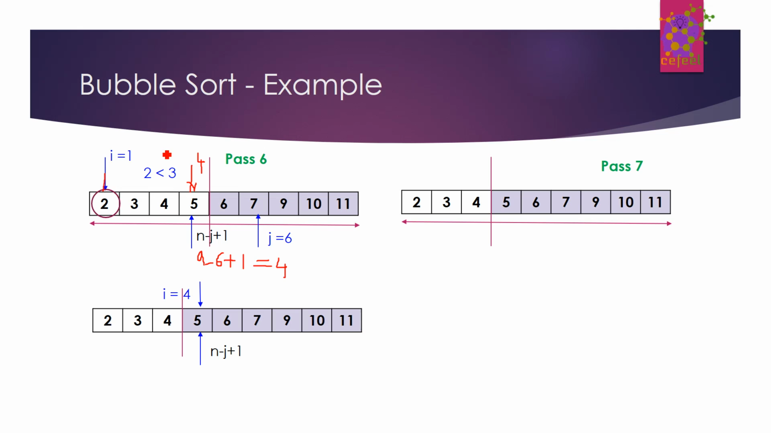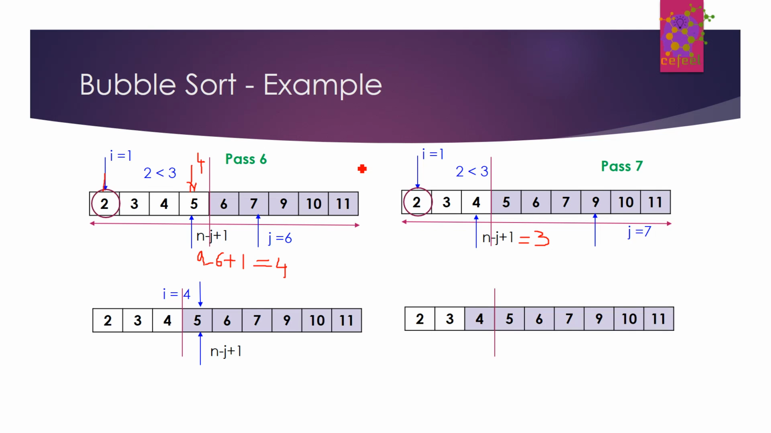In pass 7, j will point to 7 and n minus j plus 1 will point to 3. So we now have to find the maximum element of these 3 and place it at the third position. 2 will be compared with 3, 3 will be compared with 4, and finally we'll have 4 in its sorted position. There is no need to swap here because the elements are already sorted. So this gives another element as sorted, and we now have 7 elements sorted. So j value has become 7, pass 7 has ended, and we have only 2 elements remaining.